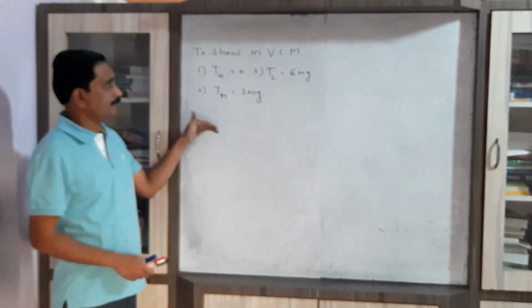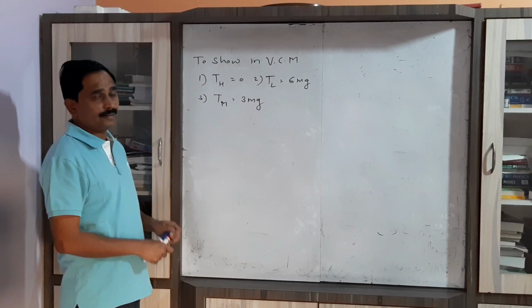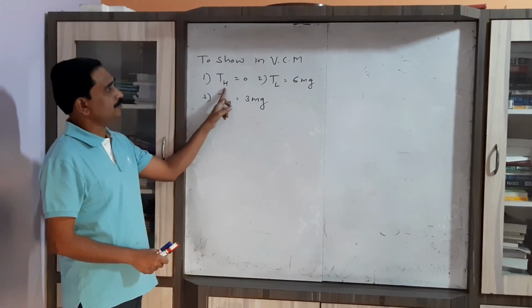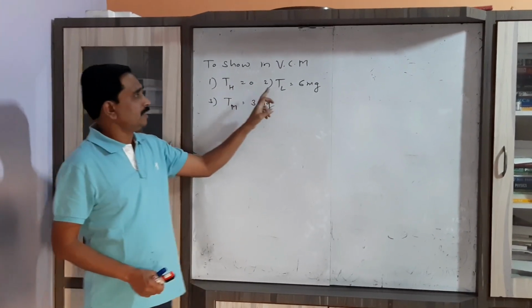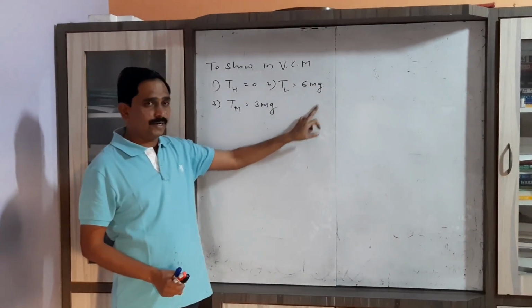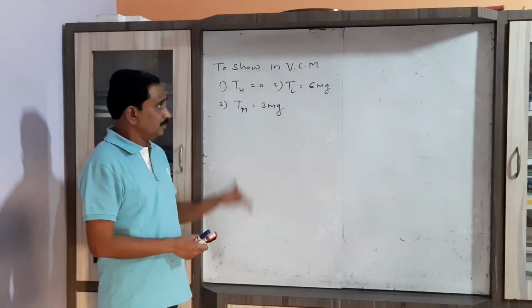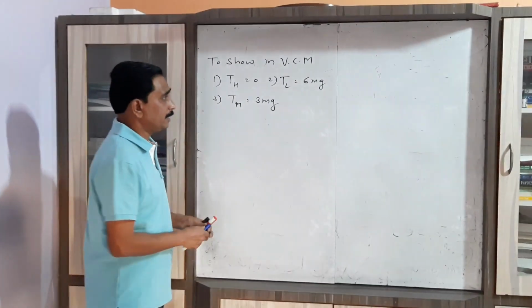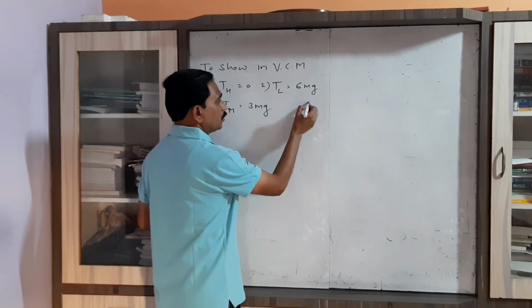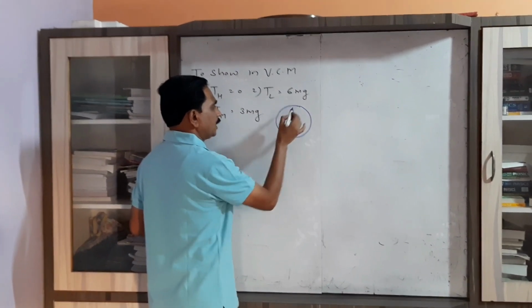Now the next point we have to consider is that we have to show that the tension at the highest position equals 0, the tension at the lowest position equals 6 times its weight, and the tension at the middle equals 3 mg. So this is a question related to vertical circular motion using a string.